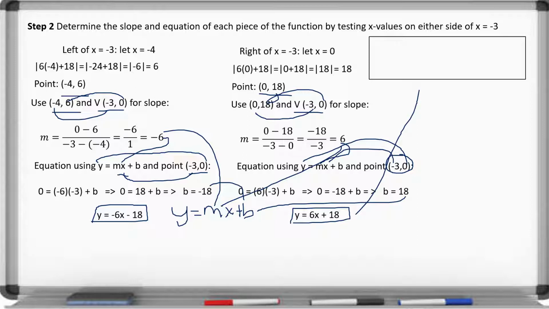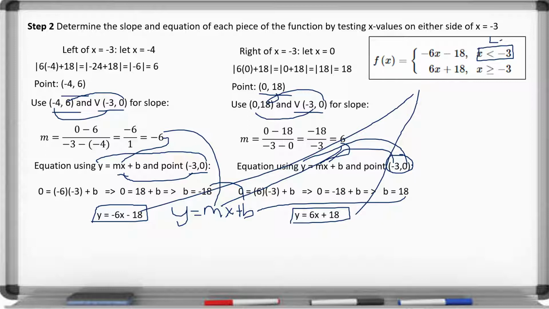So now plugging these into the function rule, we see that we have negative 6x minus 18 when x is to the left of negative 3. This is to the left. And we have 6x plus 18 when x is to the right of negative 3. So this is to the right. And that's our piecewise function.